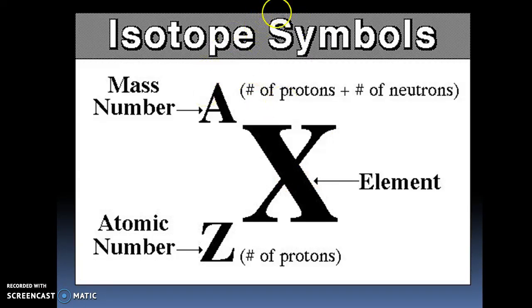So the number of protons is fixed, but the number of neutrons may be different. If the number of neutrons differs, the mass number or the atomic weight will change, but with the same atomic number. This is called isotopes. Isotopes are atoms of an element that have the same atomic number but differ in atomic weight.